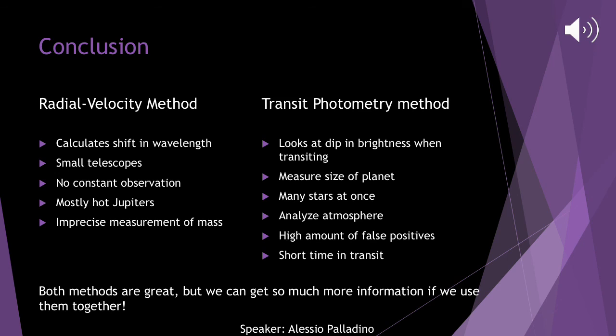The transit photometry method uses a star's dip in apparent brightness when an object passes in front of it to find orbiting planets. It is particularly valuable because it can measure the size of a planet. It can analyze thousands of stars at once and, paired with spectroscopy, can determine the composition of the planet's atmosphere. Its limitations are the high amount of false positives it can produce and the short amount of time astronomers have to see these planets once they are in transit. While these methods work great separately, we can get so much more information if we use them together.